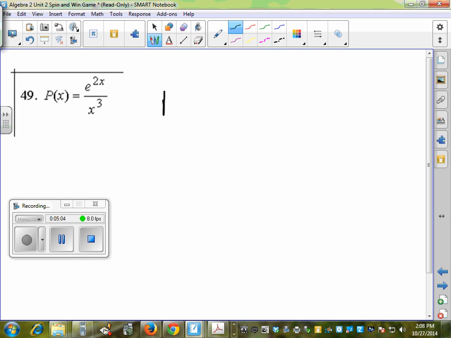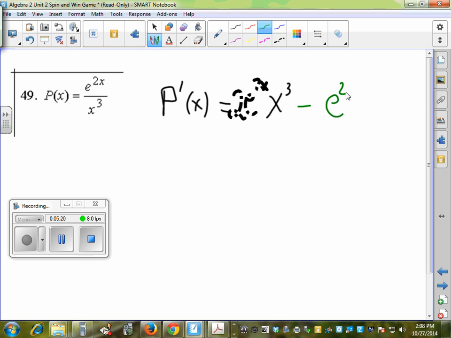49. I feel a song coming on again. Low, D high. Minus high, D low. Square the bottom and away we go.